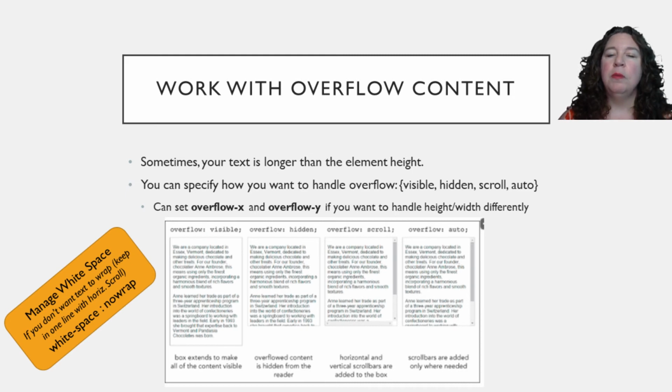A little thing to remember with white space. If you don't want your text to wrap, you can tell it that for white space you want there to be no wrapping, and the text will continue to flow horizontally with a horizontal scroll bar. If you don't, it will wrap the text automatically and make the element longer. So that's the default. But you can turn it all into one horizontal scroll by setting white space to no wrap.